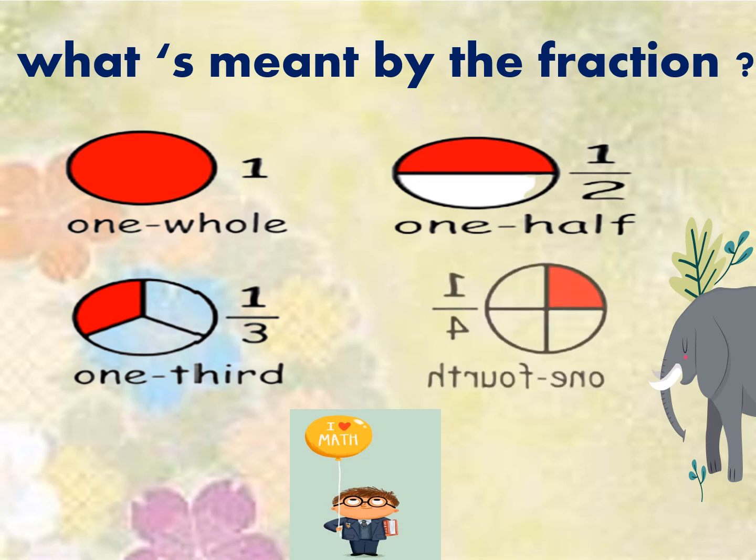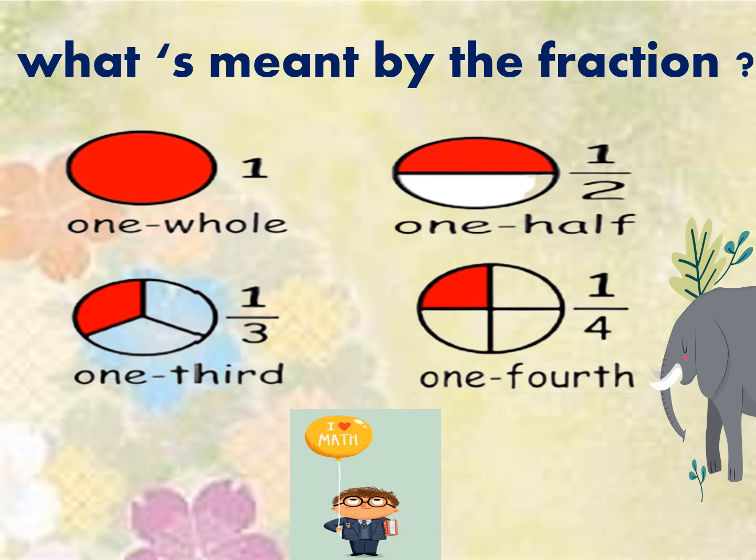The last one, 1/4. He divided the circle into 4 parts and colored one part. When I color one part, I write 1 on the upper part and the total parts, 4, at the bottom, so 1 over 4. So I read it like this: 1/4. Again, 1 whole, 1 half, 1/3, 1/4.